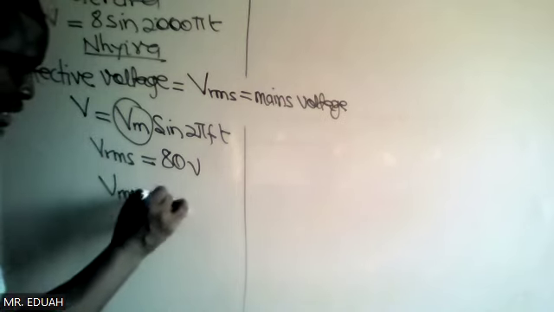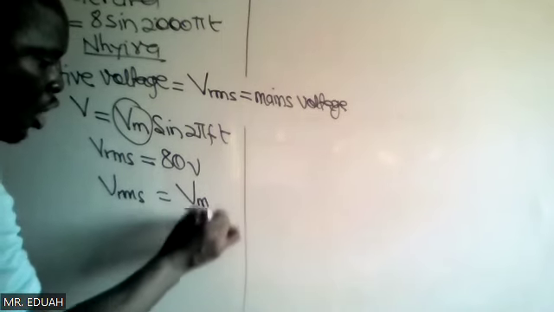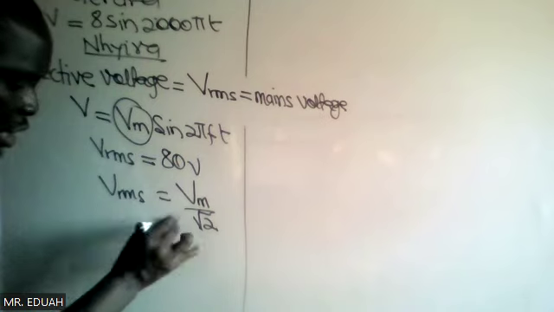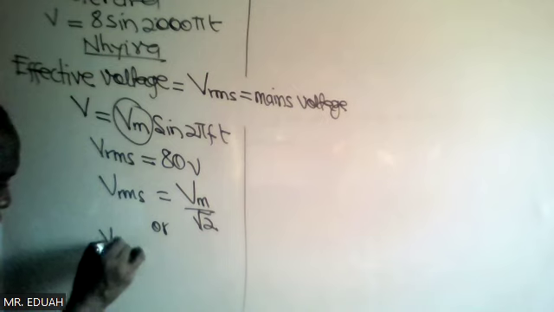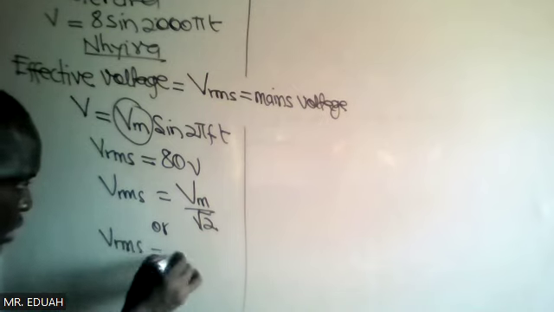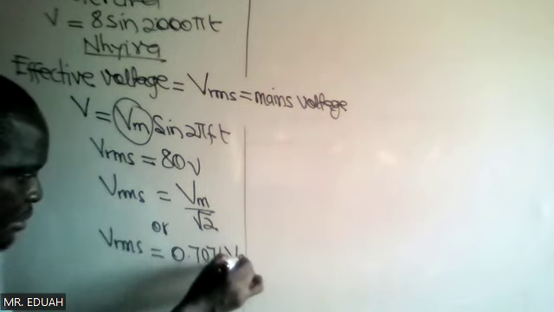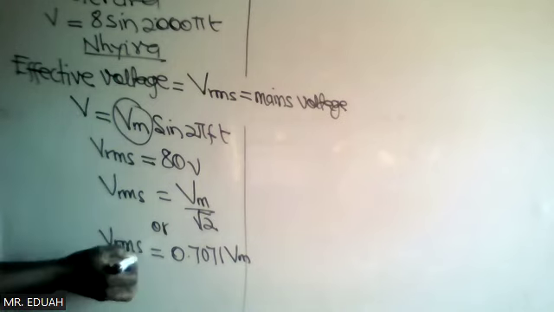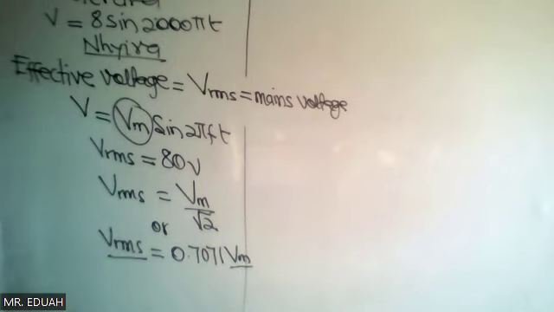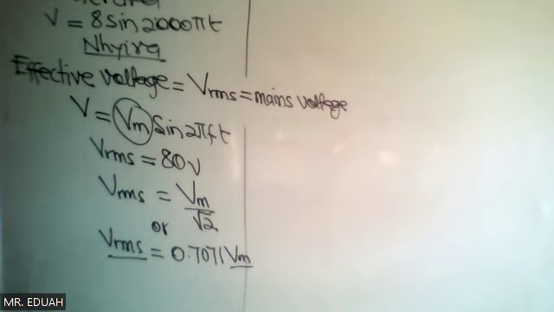Thank you. So we have Vm over root 2, or 0.7071 Vm, times the maximum voltage. So we have this and we are looking for this. Look at it again. 2 minutes, start work. And let's see if you get a different equation.